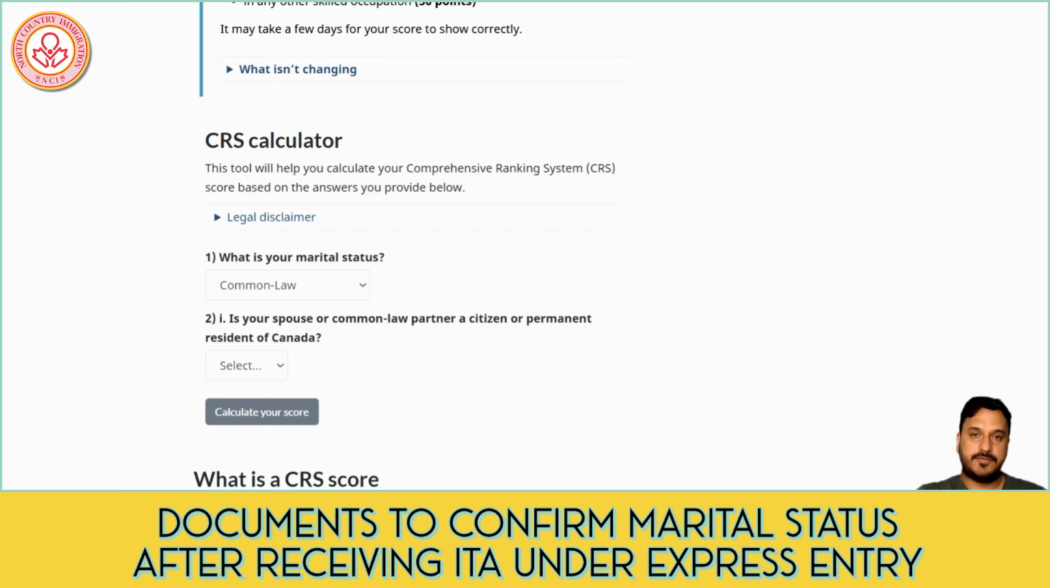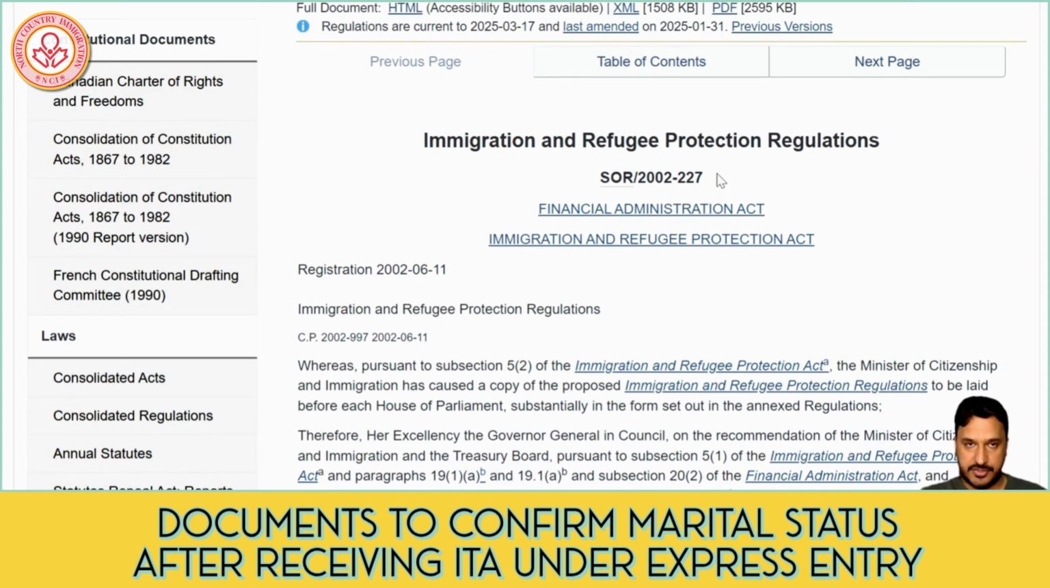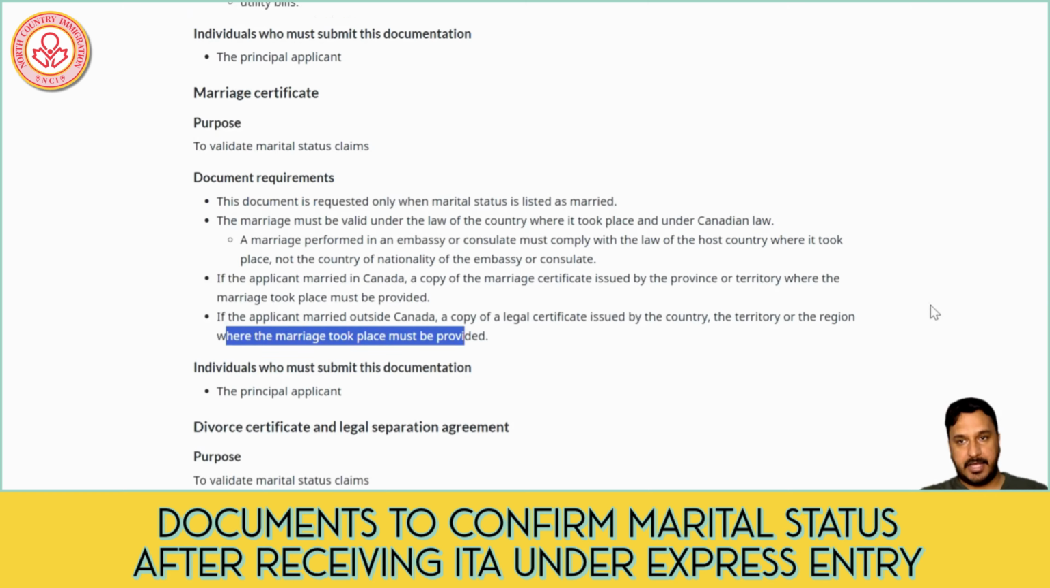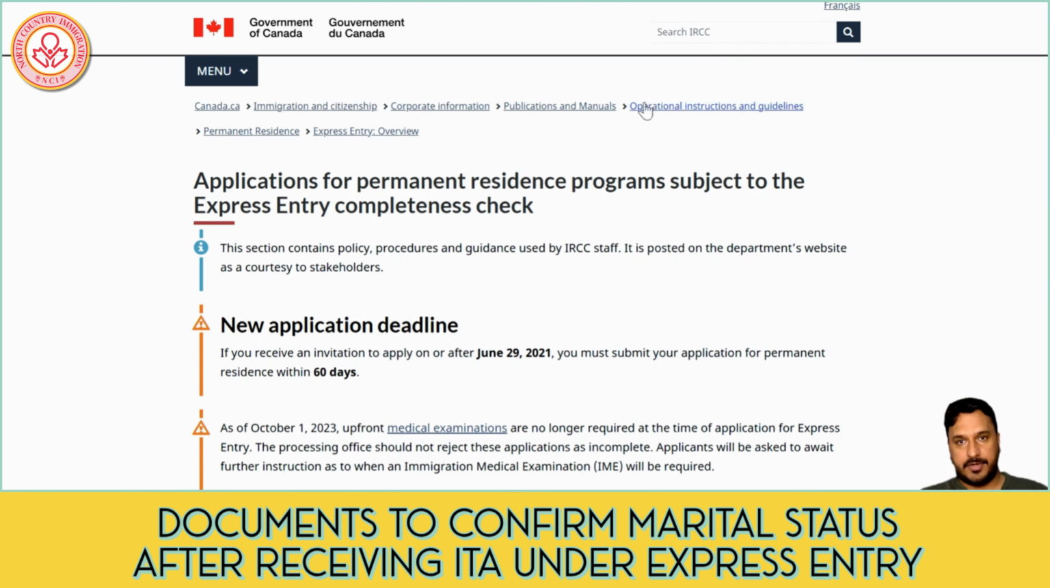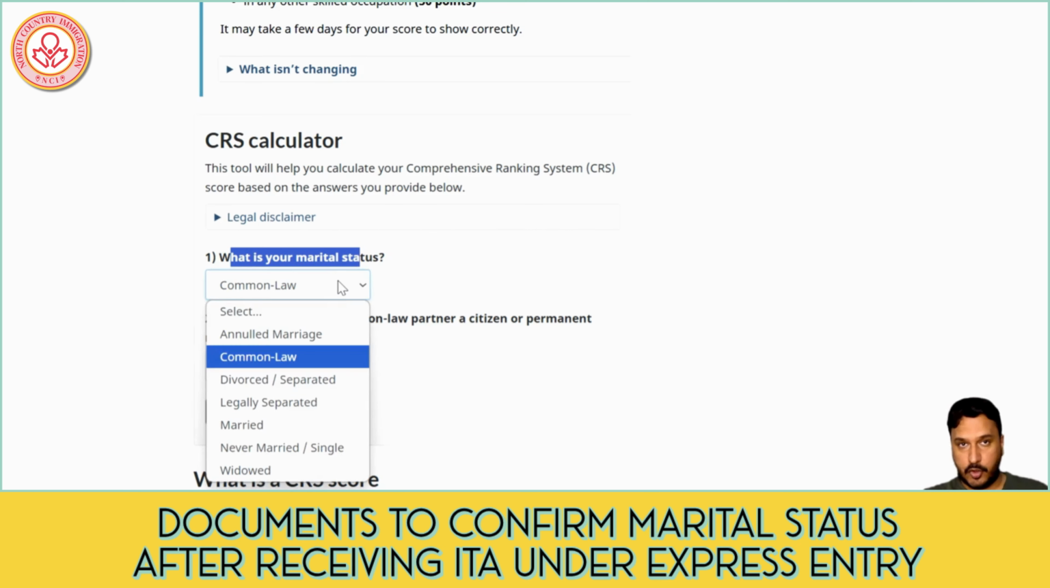For this, we're going to refer to the Immigration and Refugee Protection Regulations and the Immigration and Refugee Protection Act. We're going to take a look at the ministerial instructions respecting the Express Entry system, and we're also going to take a look at the operational instructions and guidelines. Now let's begin. We're going to start with the marital status documents that you would submit to prove your marital status. We're going to start with common law.